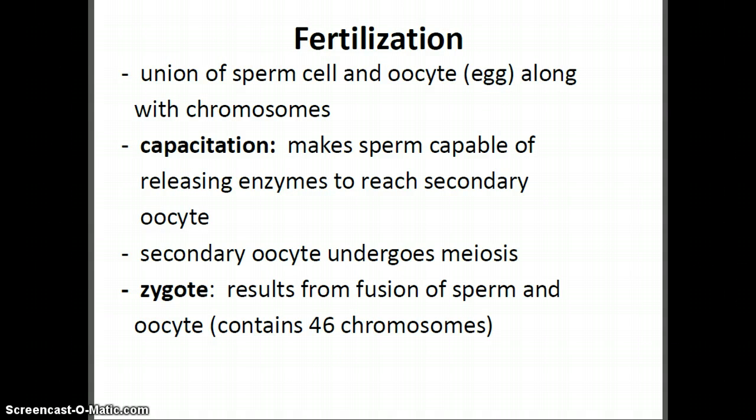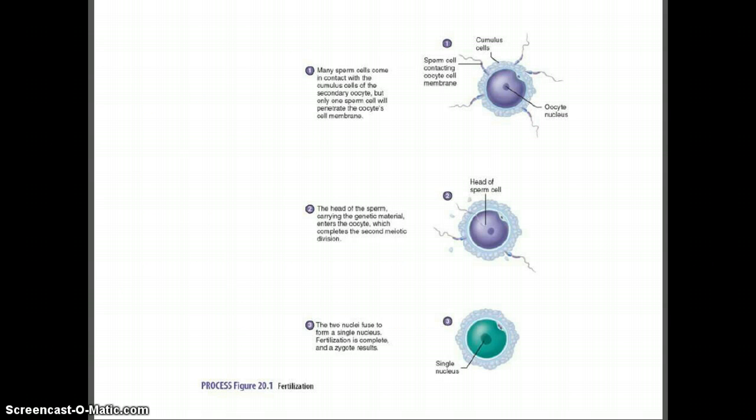Fertilization, of course, is the union of sperm and oocyte along with the chromosomes that they carry. The sperm contains enzymes that release to reach the secondary oocyte, and when the sperm reaches the secondary oocyte, the secondary oocyte undergoes meiosis. The genetic information from the sperm joins with the genetic information of the egg, and the zygote is formed, which now contains 46 chromosomes. This shows this to you diagrammatically.